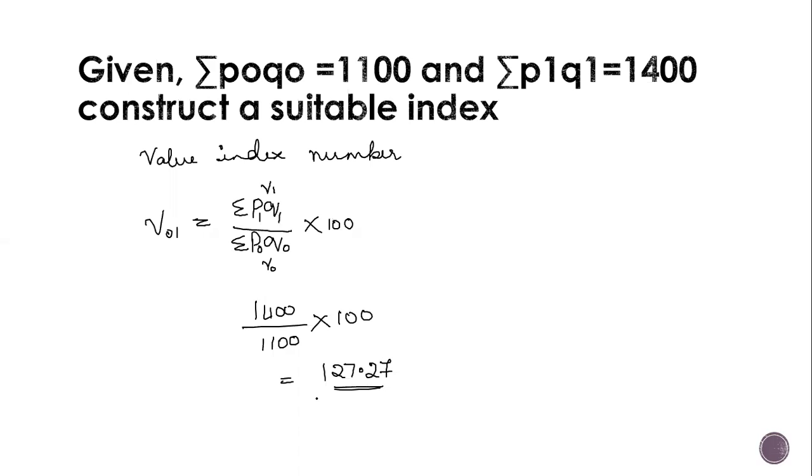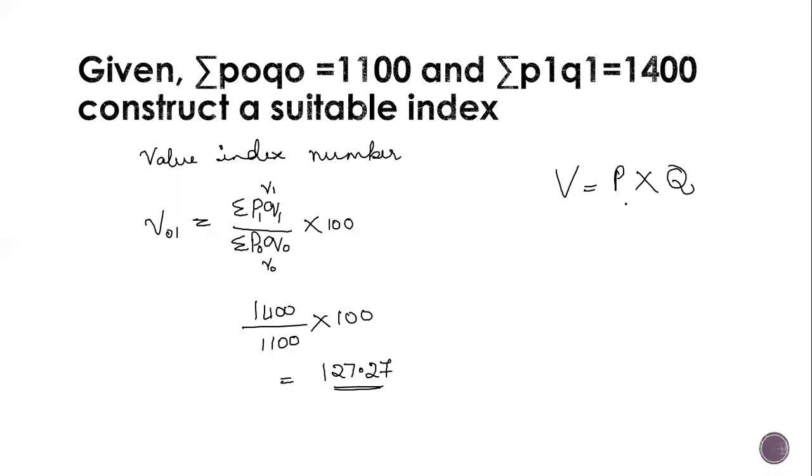Let me just brush up what is price, what is quantity, and what is value. I'll write it here. Value is equal to price into quantity. When you say value, you consider both price and quantity of both the base and the current year. When you say price, you focus only on the prices. And when it comes to the weighted method, you assign particular weights. And what will you assign weights to?